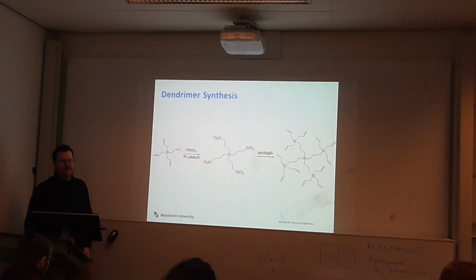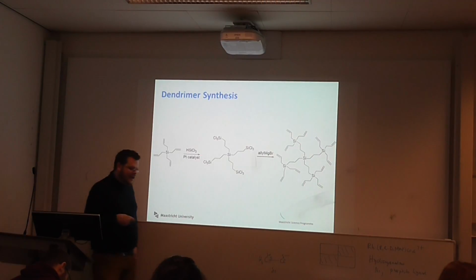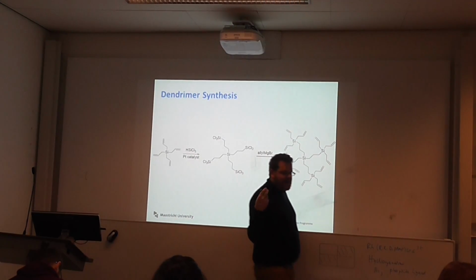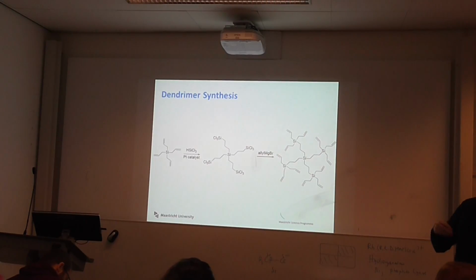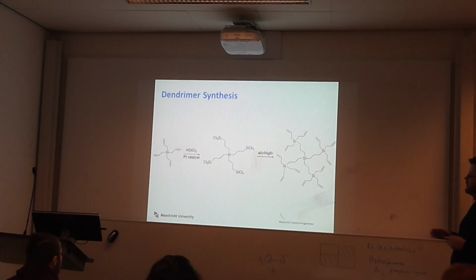You get different types of dendrimers. But you start off with this silane here, so this is tetraallyl silane, and you do a hydrosilylation. So you require a catalyst for that. In other words, the H-SiR3, in this case SiCl3 bond, is not reactive enough that it can just add over the C=C double bond. You require a catalyst, and we're going to look at that in a moment.